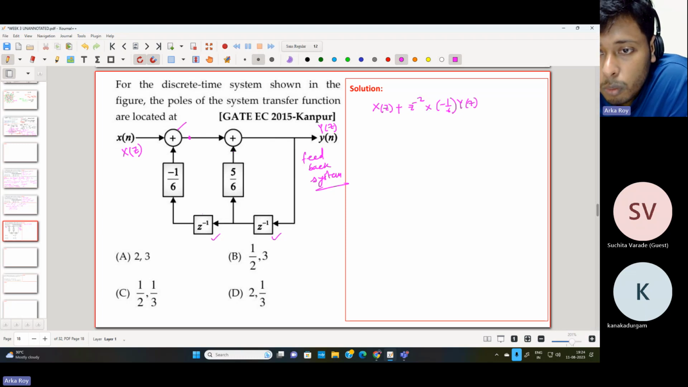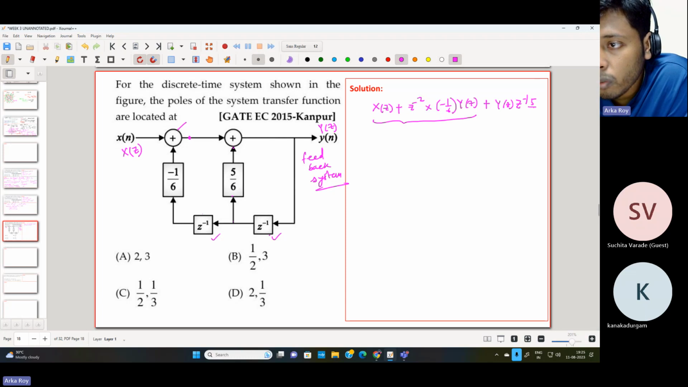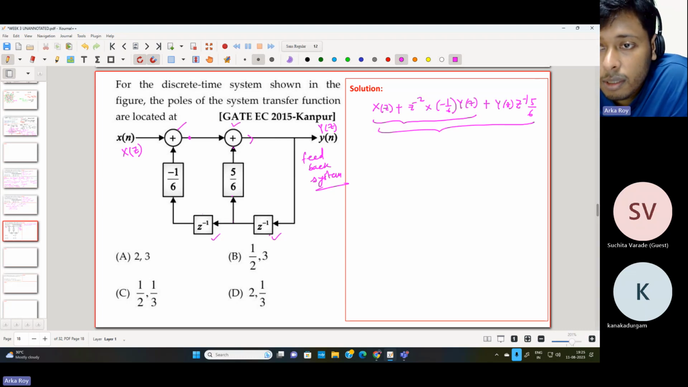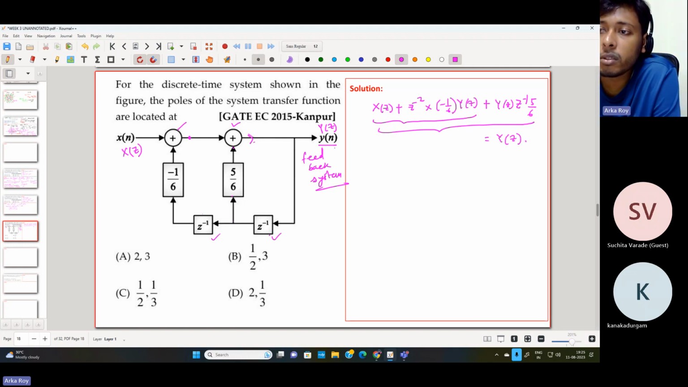Now this output is added with this particular thing that is coming over here. So this will be added with Y(z) times z to the power minus 1, because here only a single delay is there, and then the signal goes through this block with a gain of 5/6. This is the total output after the second adder. Now this is equated with y[n], that means the whole thing will be equated with Y(z), because the output is y[n].